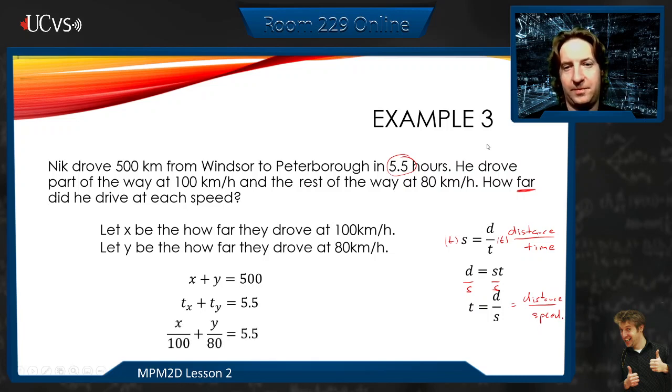I can come up with this equation. The distance it took is x divided by 100. This is the time it takes me to travel x kilometers. And this is the time it takes me to travel y kilometers because I'm traveling 80 kilometers an hour. And the two times together is 5.5 hours. So this first equation is worrying about distance, and this equation is worrying about the times, right? Because they're giving me the distance and the time. So I need to come up with an equation for both. Now I have two equations, two unknowns, and I can solve it.